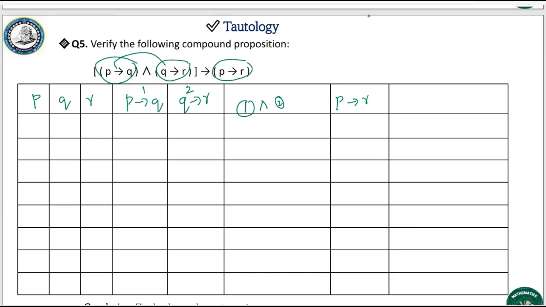Now we have to write, let me call this as S. Now we have to see S, that is this whole thing. I'll call this as S and it is P implies R. So we'll check in the last two, that will be S implies P implies R. Now let us prove this. What is the condition? And now we are going to draw the truth table for this.